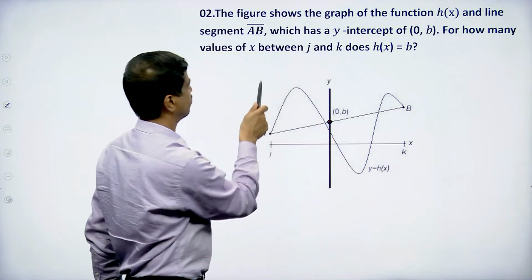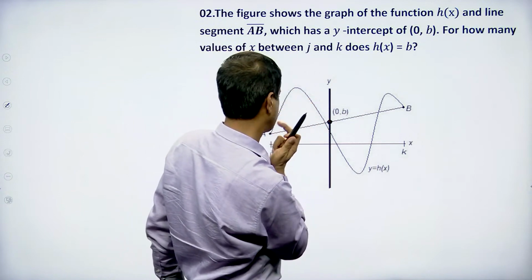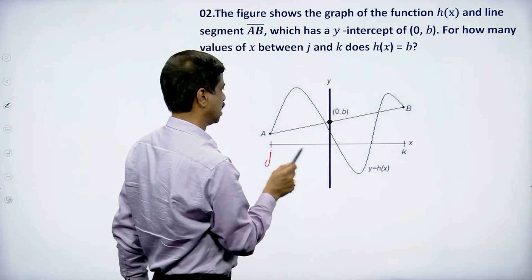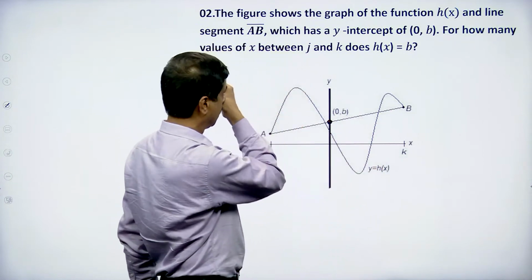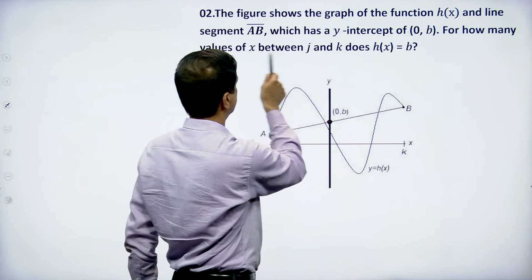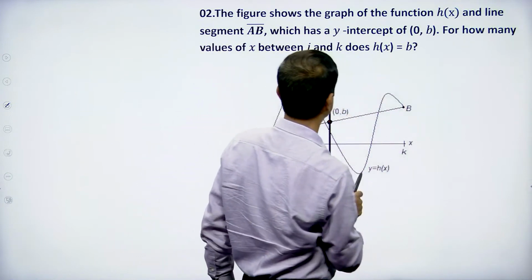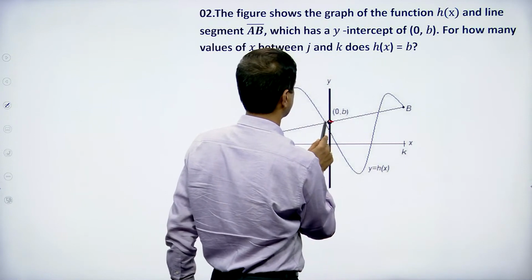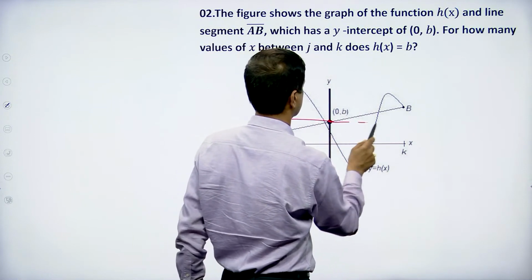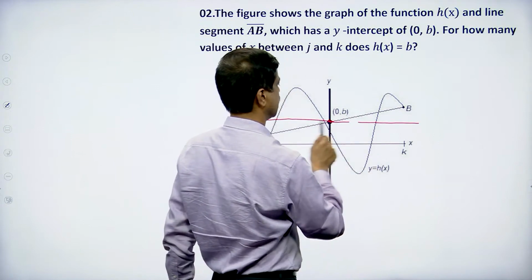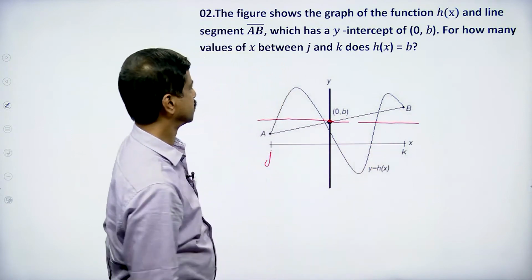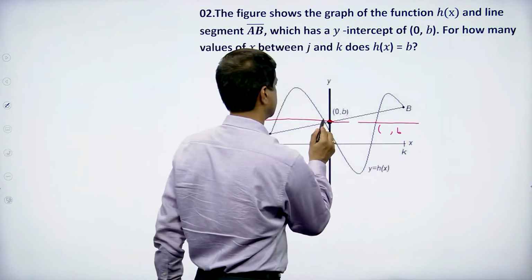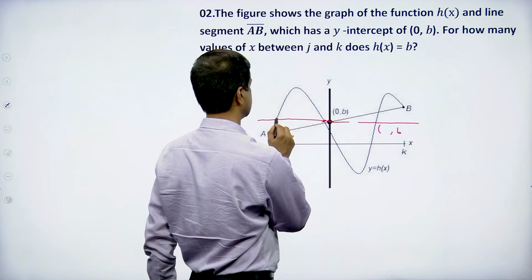For how many values of x between j and k, where are j and k? This is j and this is k. Between j and k, how many values are there where h of x equals b? Means if you draw a horizontal line, this is all b, wherever it is, there it is all b. So here it is something comma b. Here it is something comma b. Here it is something comma b.